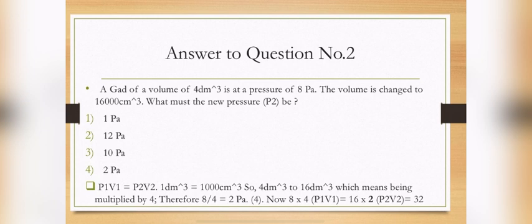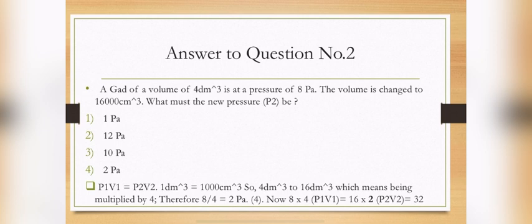Therefore, I will be converting 16,000 centimeter cube into decimeter cube. So it would be 16 decimeter cube, which means that it is being multiplied by 4. What do I mean? 4 decimeter cube is the volume, or let's say it's V1. And V2 is 16 decimeter cube, or in other words, 16,000 centimeter cube. No difference, but the units have to be the same for each concept.